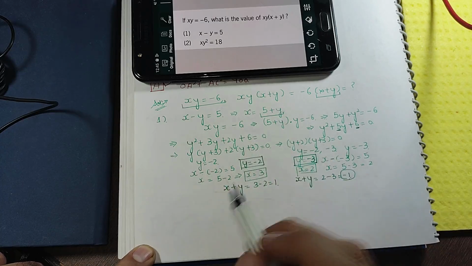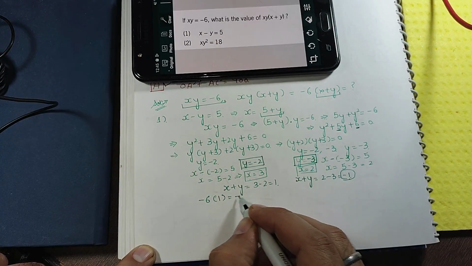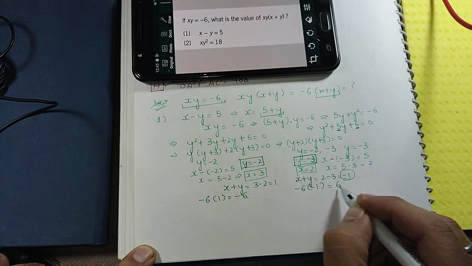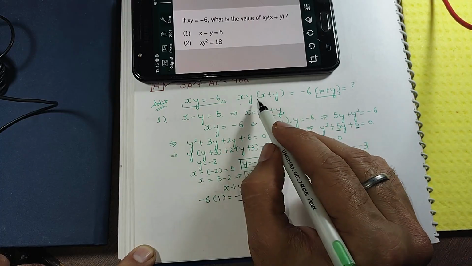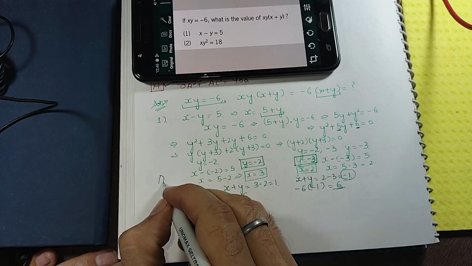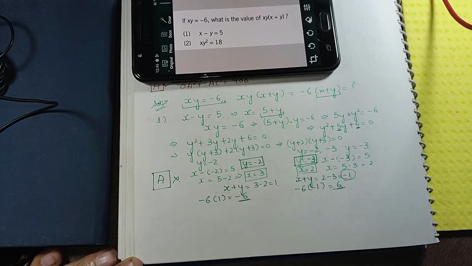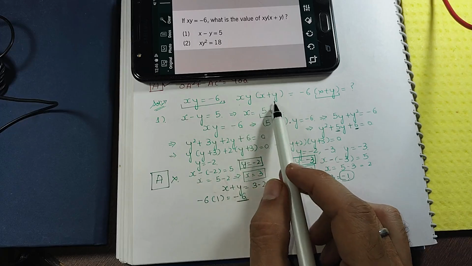So for this particular value I would be getting minus 6 multiplied by 1 as my answer, minus 6, or minus 6 multiplied by minus 1, which is equal to 6. So minus 6 and 6 are the values which are coming out for xy into x plus y. So since I am getting two values, I will say that statement 1 is not sufficient to answer my question, right? As I am not getting a single value for xy multiplied by x plus y.